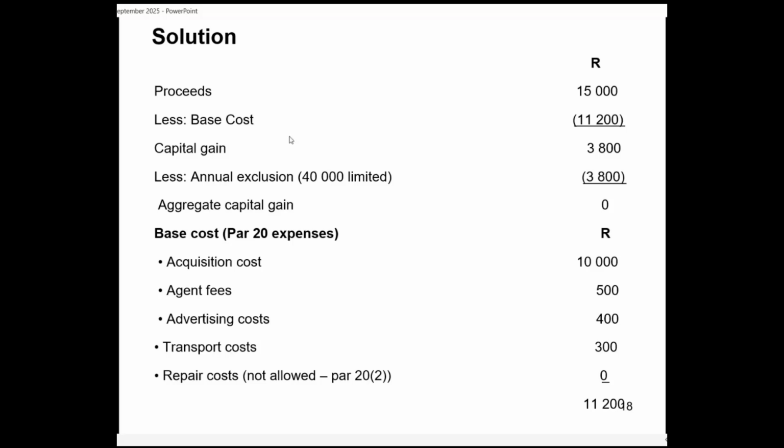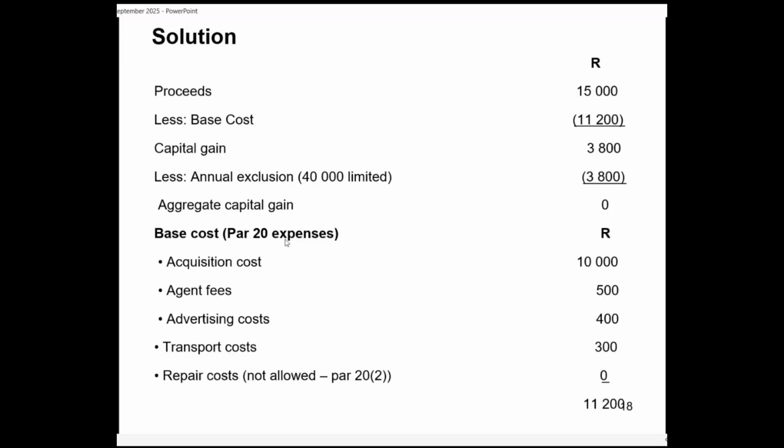So proceeds less base cost is equal to the capital gain. The proceeds, the selling price we were given, is 15,000. We calculated the base cost at 11,200. We get to a capital gain of 3,800. Remember, the annual exclusion is 40,000, but it must be limited to the capital gain, which is 3,800. The aggregate gain will be 0.